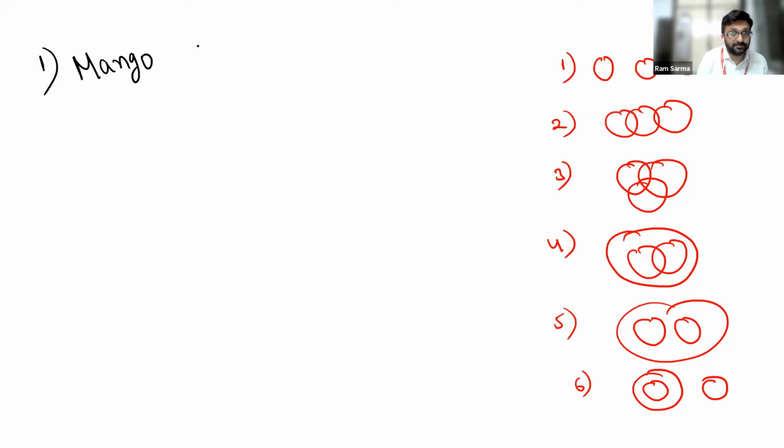Mango. Orange. Fruit. What will be your answer? Okay. Guys are saying it's 5. Wonderful. Then what is the outer circle? Is it mango, orange, or fruit? What is the outer circle? Fruit. Good. So your answer will be option number 5.